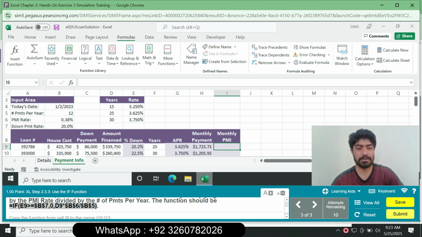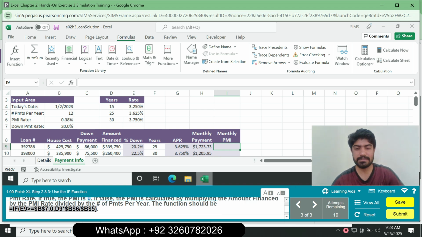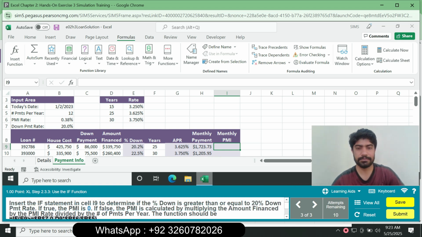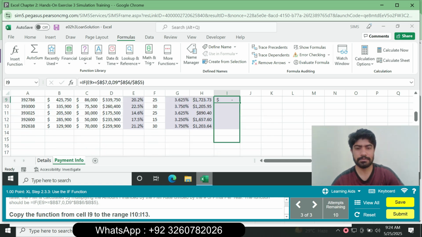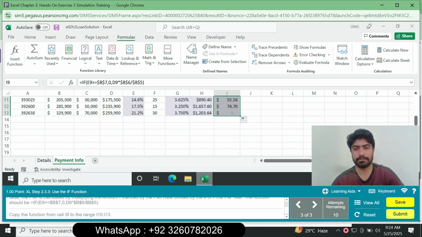So copy the formula and paste the formula in cell I9. Select the cell I9, paste the formula and press Enter. And copy the function from the cell I9 to the range I10 to I13. So copy the formula, I10 to I13.